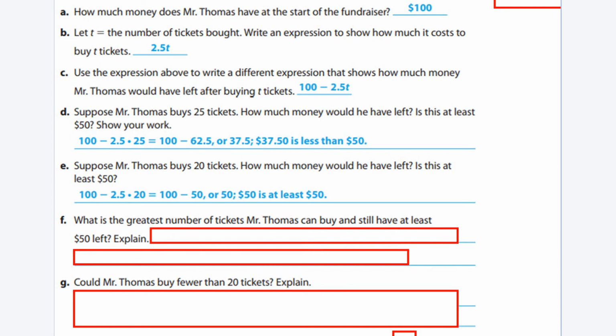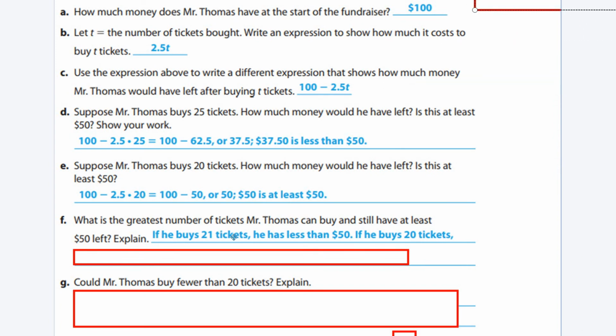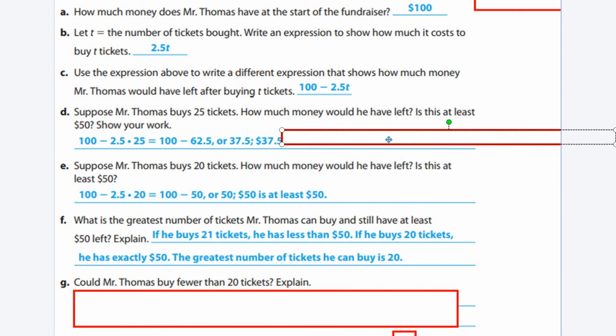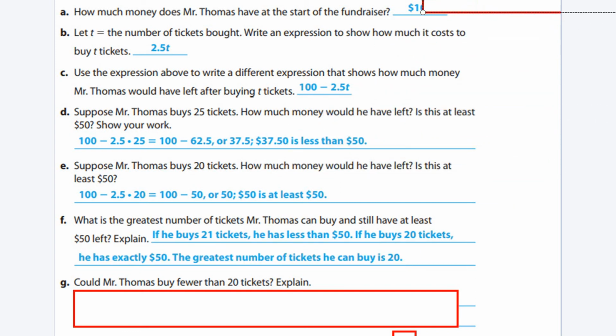Now let's look at question F. What is the greatest number of tickets Mr. Thomas can buy and still have at least $50 left? So let's go back here. Think about that. He can buy 20 tickets and he would have $50, right? So let's look at what they wrote. If he buys 21 tickets, he has less than 50. If he buys 20 tickets, he has exactly 50. The greatest number of tickets he can buy is 20.